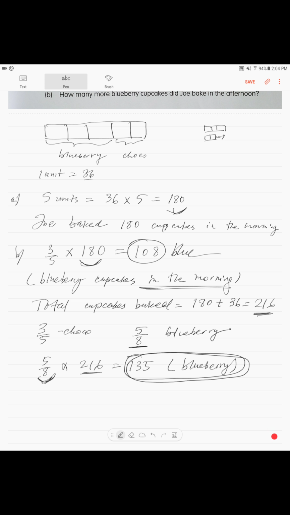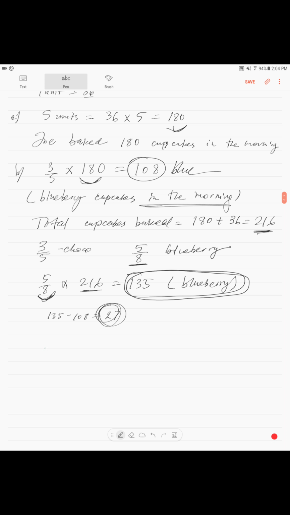So they're asking us, the question B is, how many more blueberry cupcakes did Joe bake in the afternoon? And this is what it is. 135 minus 108, 27. This is your answer. And you're right. Joe baked 27 more blueberry cupcakes in the afternoon. That's it.